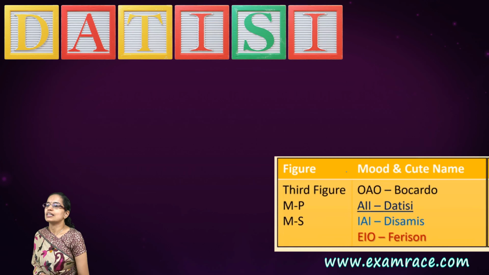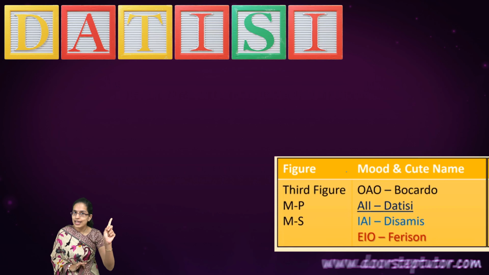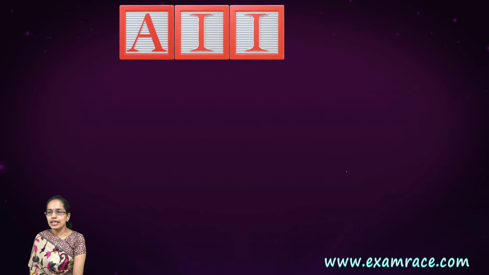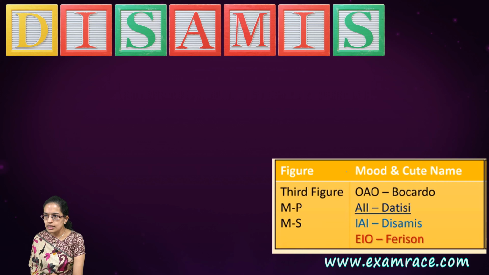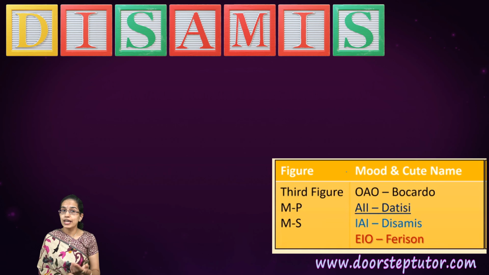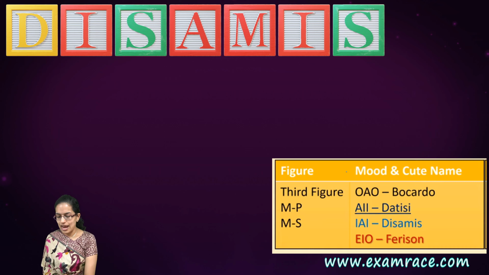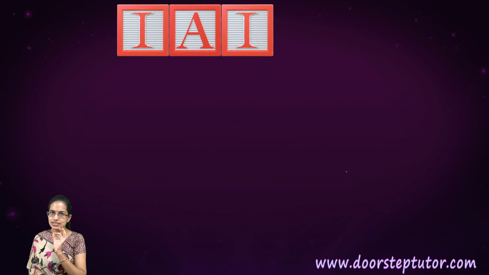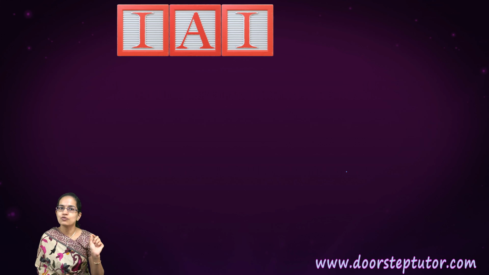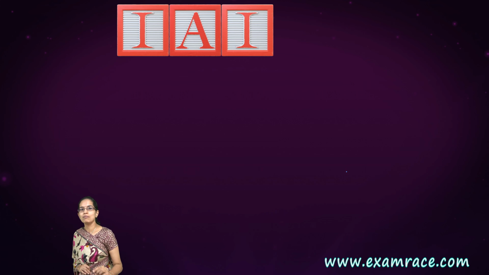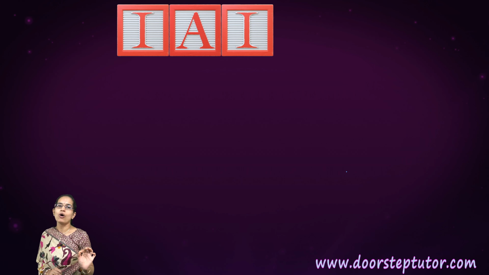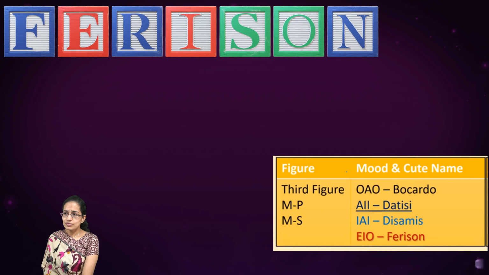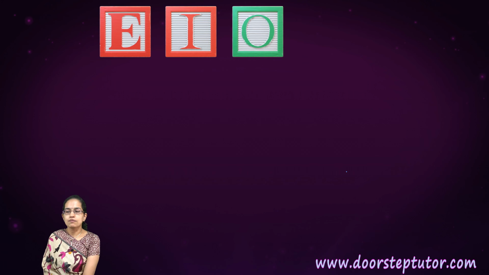The next is Datisi. Now Datisi again AII, as we said in the starting, so I remove those. I have AII as the form. The next one again here is Disamis. So here A, I, and A. I stands for some, A for all, so I for again some. So my major premise starts with some, my minor premise starts with all, and my conclusion starts with some, and this would lead to a valid form of syllogism. So this is figure 3, and the last figure 3 is Ferison. Again an EIO form, which is figure 3.